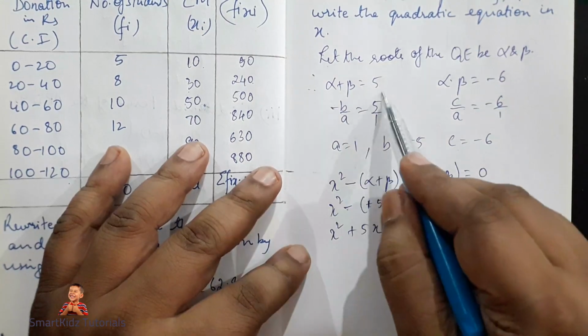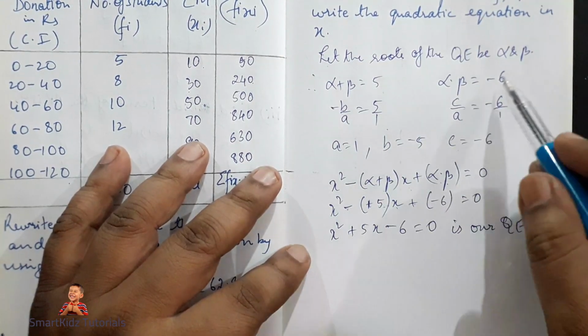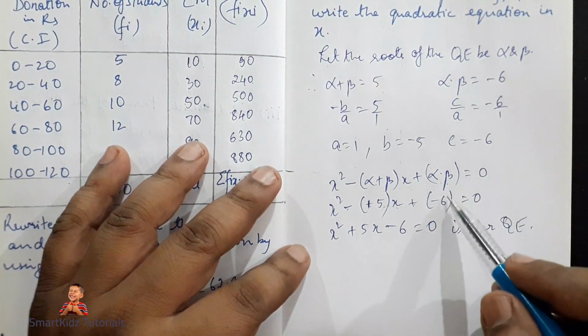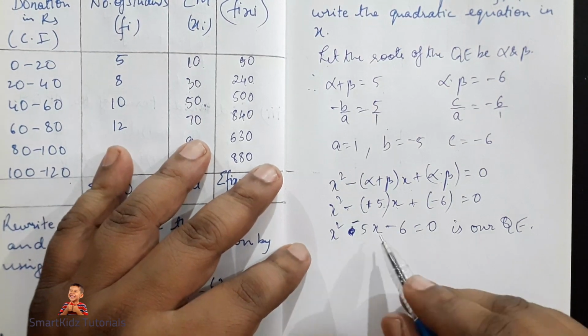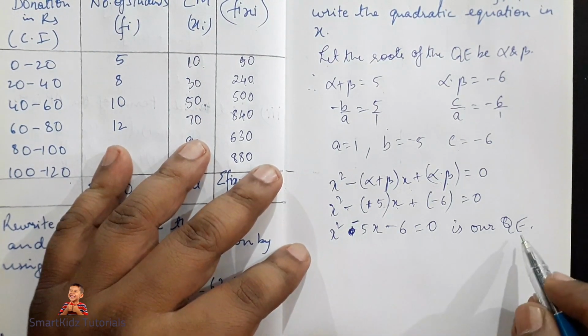Positive alpha plus beta is positive 5, so positive 5, and alpha into beta is minus 6, so this would be negative 5x. So x square minus 5x minus 6 equal to 0 is our answer.